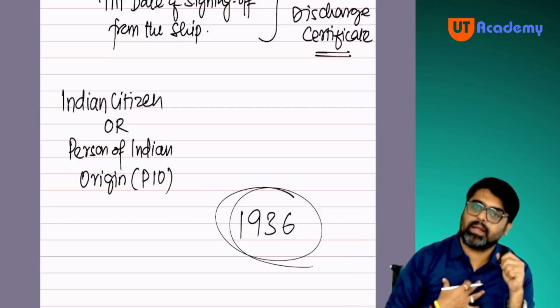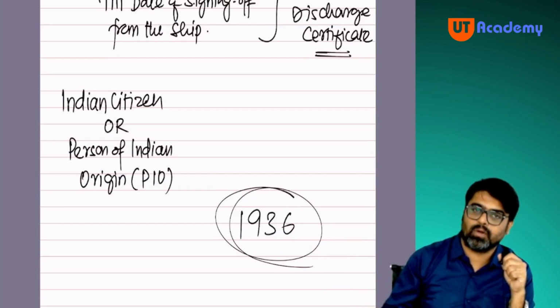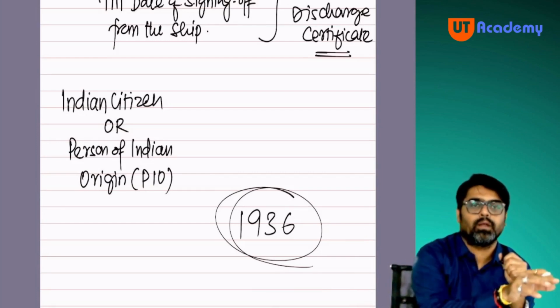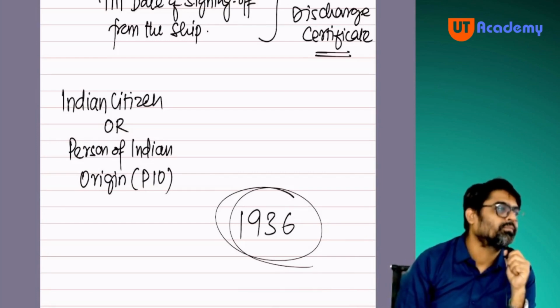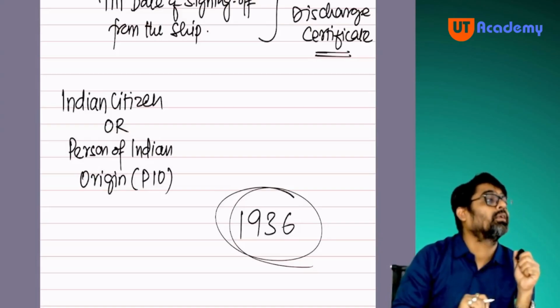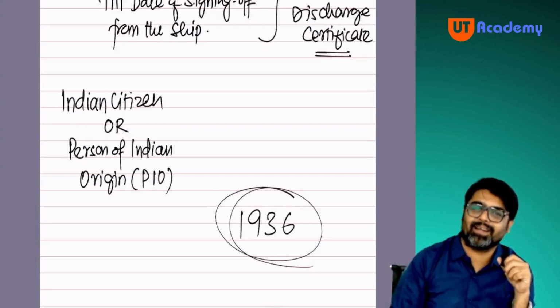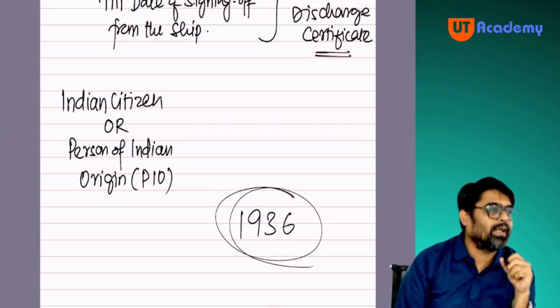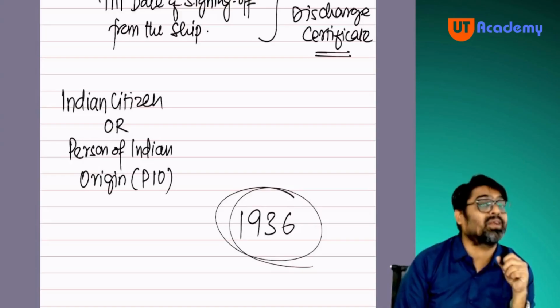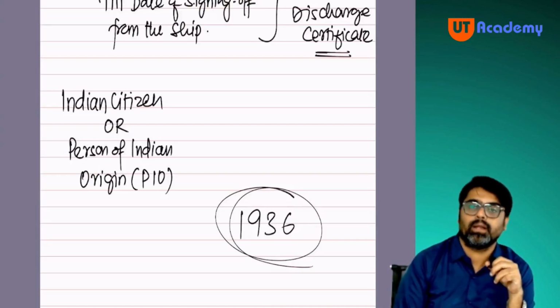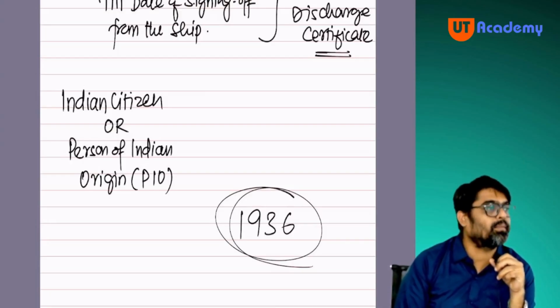Wait, I am born in Canada. My father was born in USA. My mother is born in Australia. None of us were born in undivided India. Hello? Still I can be treated as a person of Indian origin if my grandfather or grandmother were born in undivided India. Will you remember this?